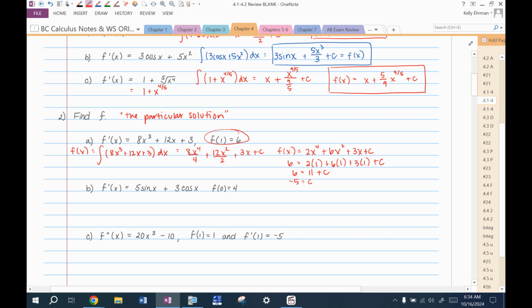Okay, so final answer, what is f? So now I know f of x, I'm going to put it down here. So f of x is equal to 2x to the 4th plus 6x squared plus 3x minus 5.